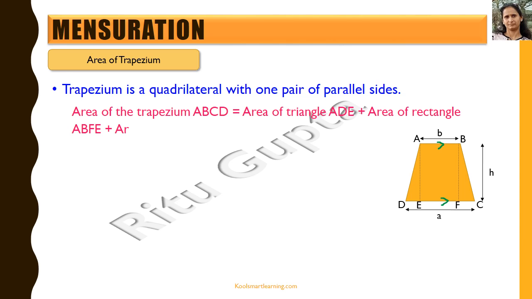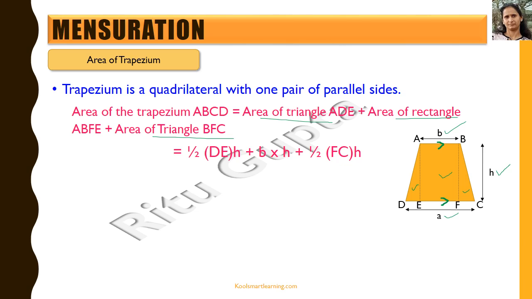Now, if in this trapezium we are provided with the length of the parallel sides, so we have A and B as the length of the parallel sides, and we are given the height h. So we will now find out what will be the area of this trapezium. First of all, to find out the area, we divide this trapezium into a triangle ADE, rectangle ABFE, and the triangle BFC. So we have two triangles and one rectangle that we've divided this into.